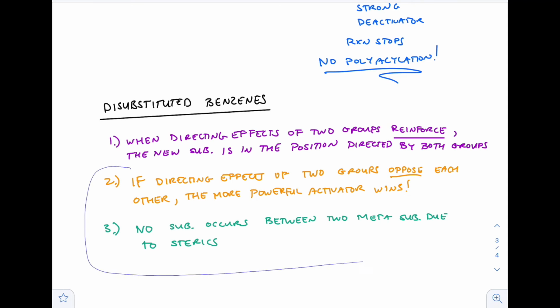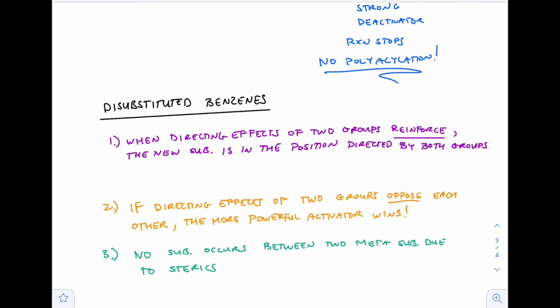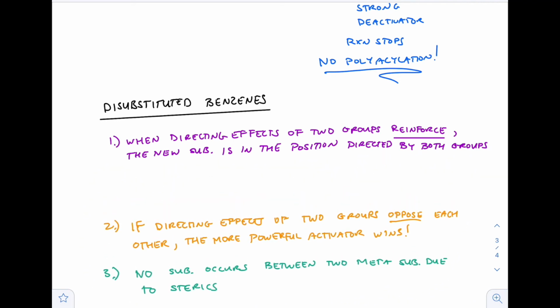But no substitution occurs between the meta substituents due to sterics. Okay, so I will go ahead and draw out some examples for you. That way you get what I'm saying. You're picking up what I'm throwing down. Okay, so when they reinforce one another, for example, let's say we have this carbonyl group and a methoxy group, and we want to do a halogenation.